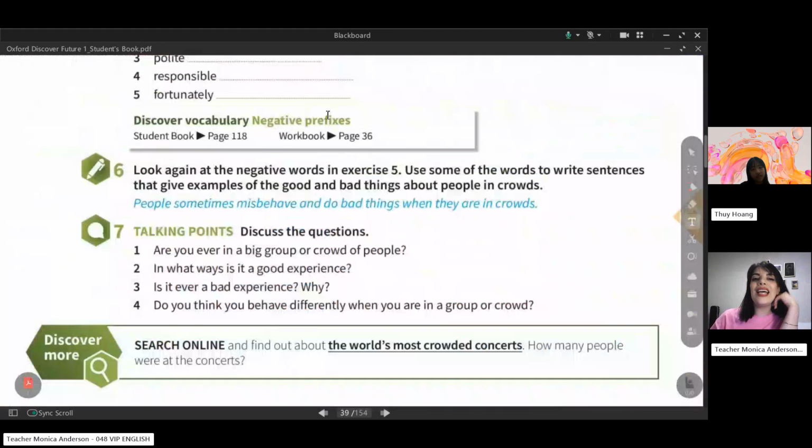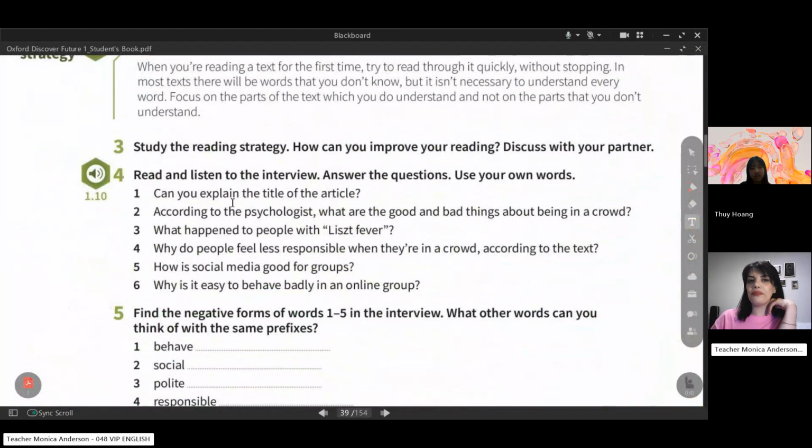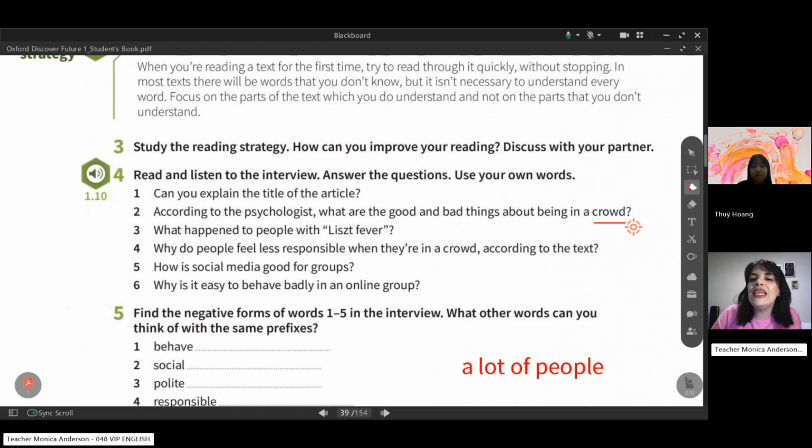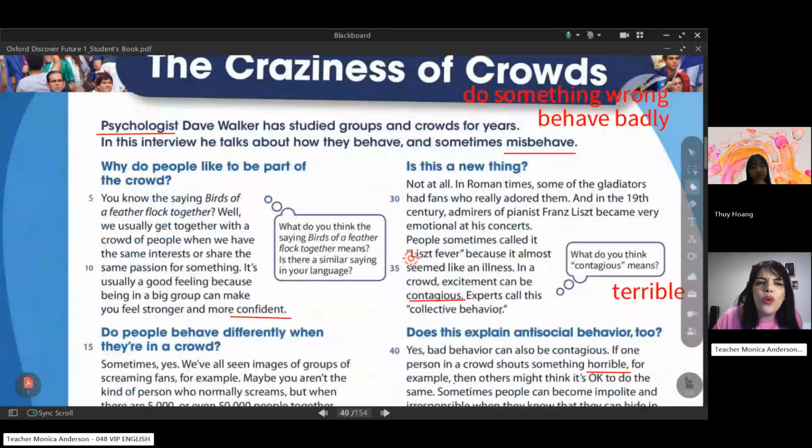And now let's answer the second question. According to the psychologist, a person who knows about minds, what are the good and bad things about being in a crowd? Crowd means a lot of people. When it's crowded, it means there are a lot of people over there. So let's see, good and bad points. What do you think?